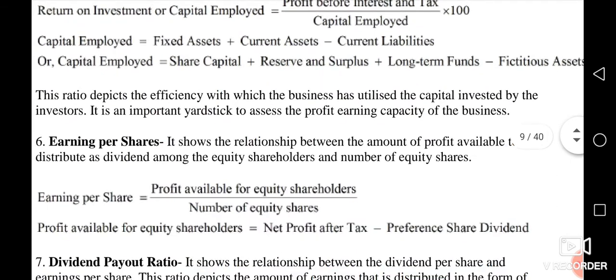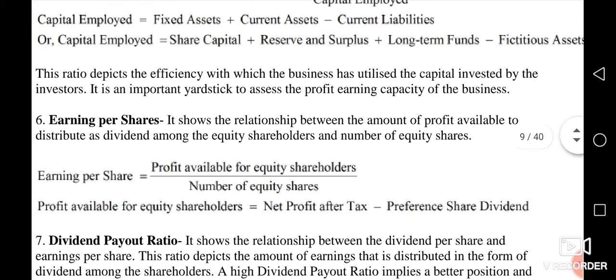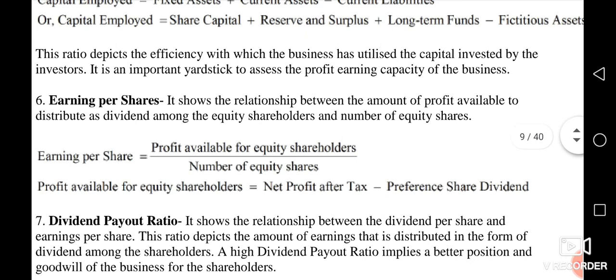This ratio depicts the efficiency with which the business has utilized the capital invested by the investors. It is an important yardstick to assess the profit earning capacity of the business. Earning per share.